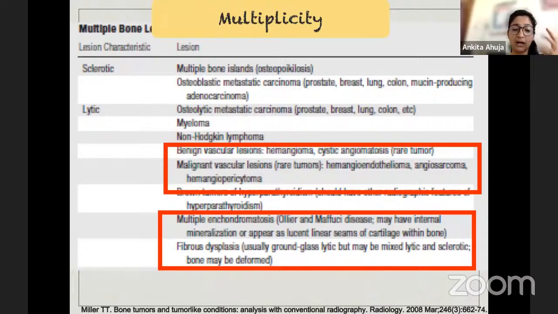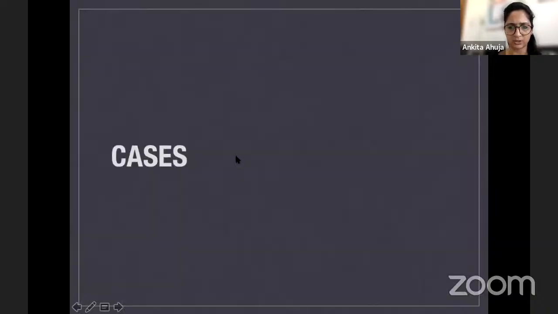Lastly, if you see multiple lesions, then your differential diagnosis has to take into account etiologies which have multiple foci, which could be vascular lesions, either benign or malignant, or multiple enchondromas, or fibrous dysplasia, right? So these need to be kept in account. In the elderly, there are other things like Mets, myeloma, lymphoma, parathyroid. But in pediatric, most commonly it would be multiple enchondromas, fibrous dysplasias, or vascular lesions.